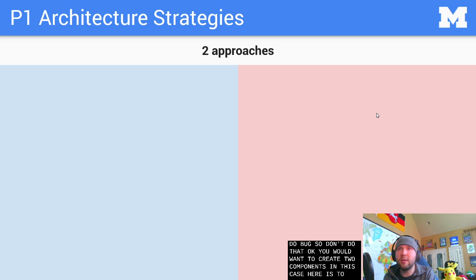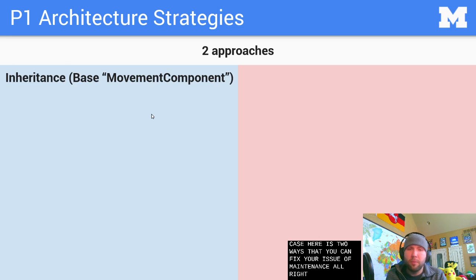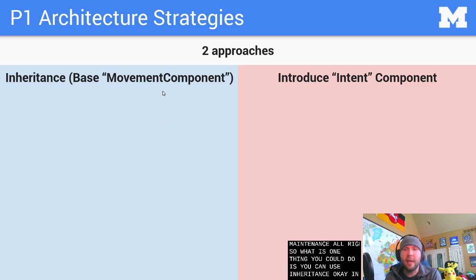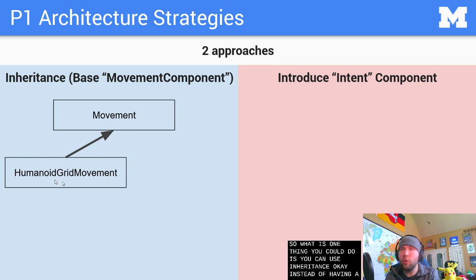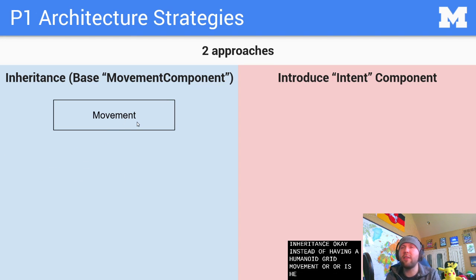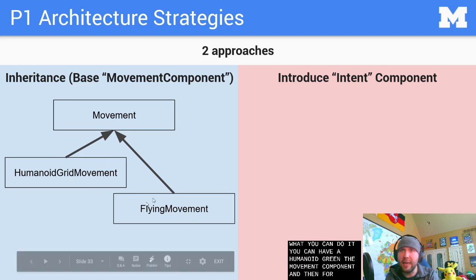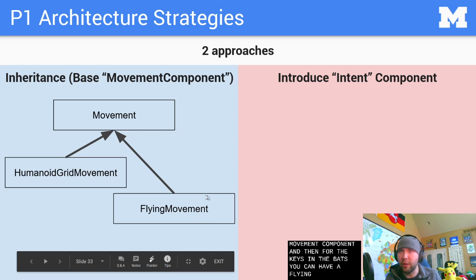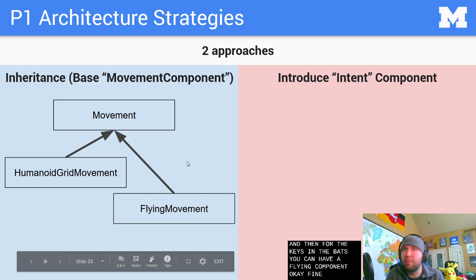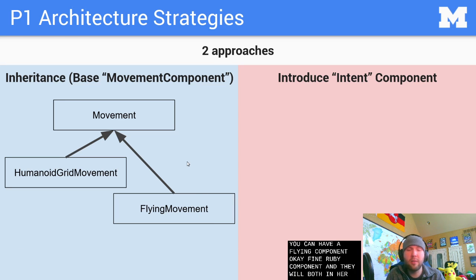Here is two ways that you could fix your issue of maintenance, all right? So one thing you could do is you can use inheritance, okay? Instead of having a Stalfos movement and a Goria movement and a Gel movement, what you can do is you can have a humanoid grid movement component, and then for the keys and the bats, you can have a flying movement component, and they will both inherit from movement component.